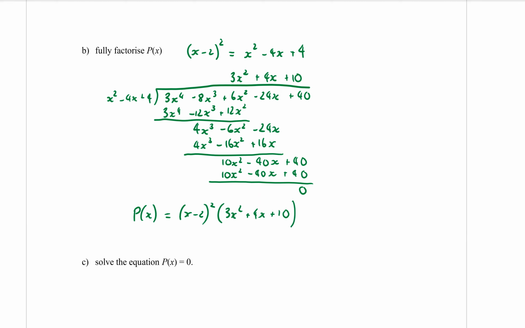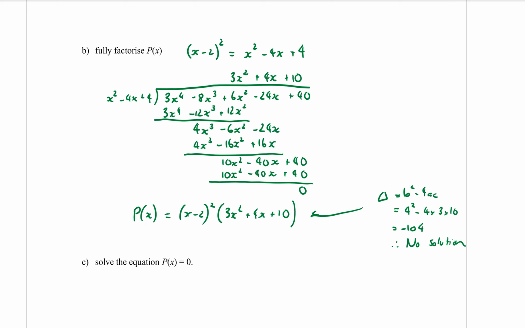And we would like to factorize that quadratic there, but unfortunately, when you use your discriminant, b is 4, so we get 4 squared minus 4 times a, which is 3, times c, which is 10. We get negative 104, so that means that there is no solution. We cannot factorize that quadratic.